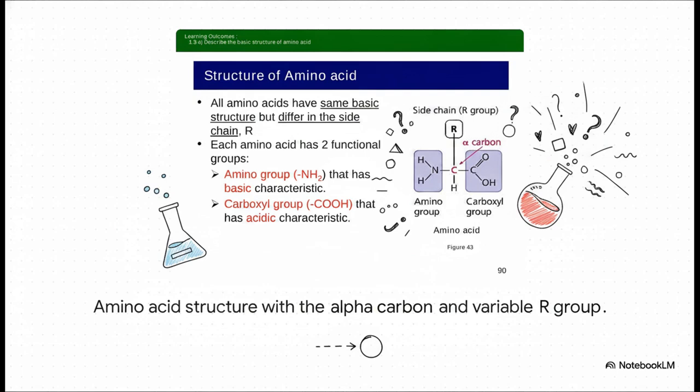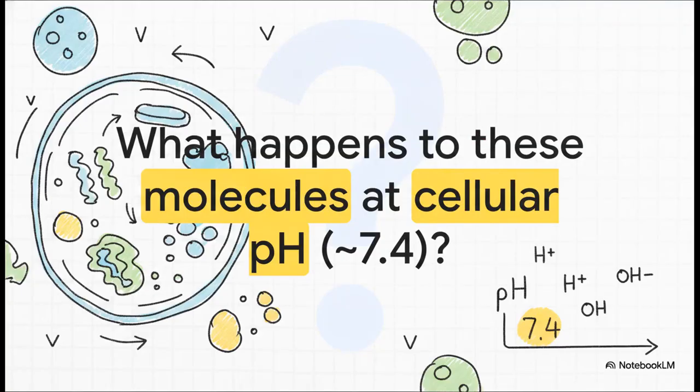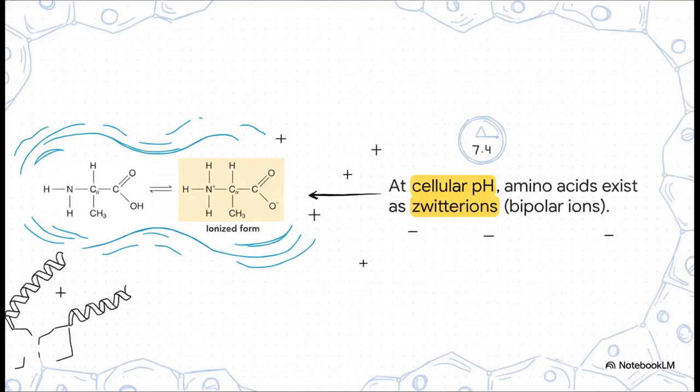That variable R group is the ultimate wildcard. It's exactly what gives each of the 20 different amino acids its own unique chemical personality. Now, you might be wondering, how do these specific chemical groups behave when they're actually inside a living cell? What happens to these molecules when they're swimming around at a standard cellular pH of roughly 7.4? Well, the answer is highly dynamic.